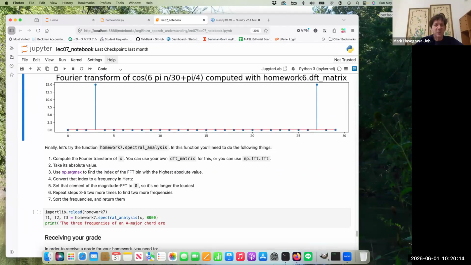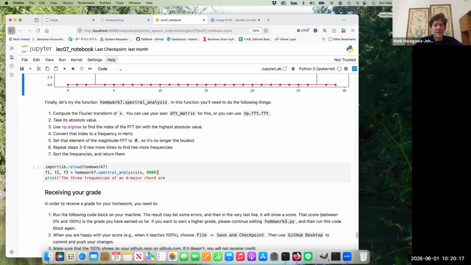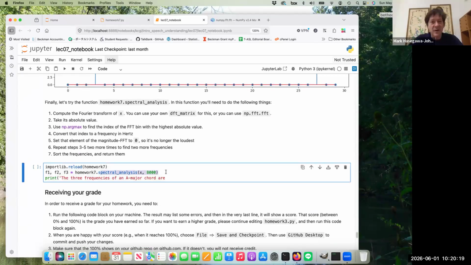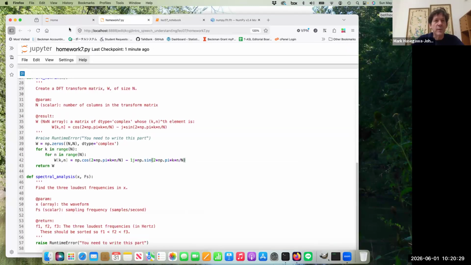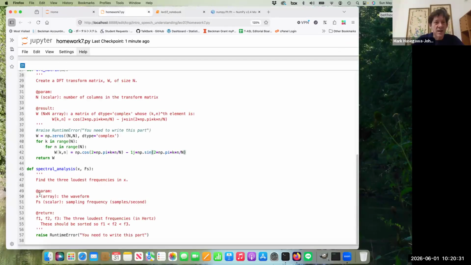All right, now we know how to do the Fourier transform. Now let's use it. Now we want to take the spectral analysis of an 8,000 sample input signal at a sampling rate of 8,000. Looks like this box didn't get filled in, but let's go and test the code first. So we want to find the 3 loudest frequencies. So we want to perform Fourier transform first. Let's set n equal to the length of x.